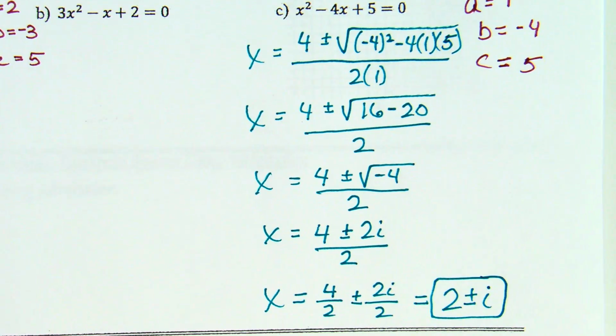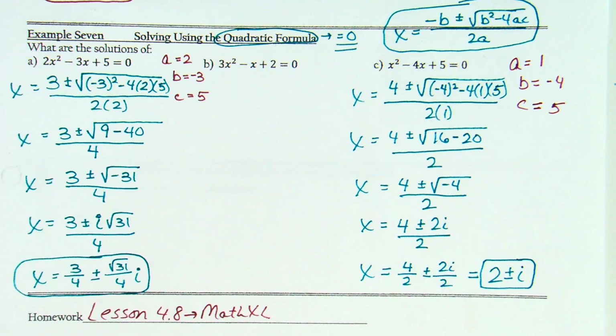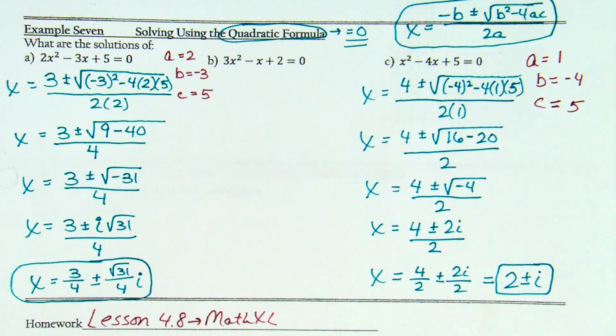Okay. Do we have the idea on everything? Yes. We've seen a little bit of everything. Your homework is lesson 4.8 in MathXL. It was available last night, so you may have already started. You need to finish it for Monday. B is 1/6 plus or minus the square root of 23 over 6 times I. Did you get it right? I did. Sign out.